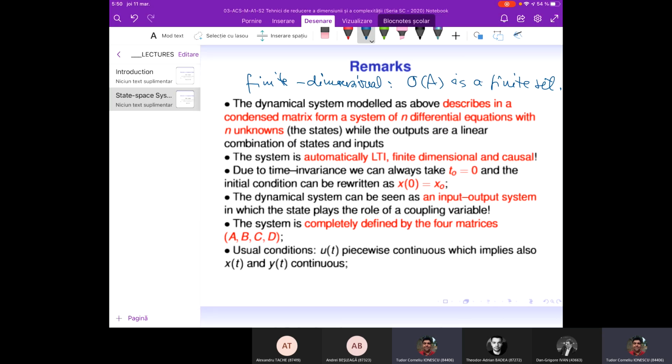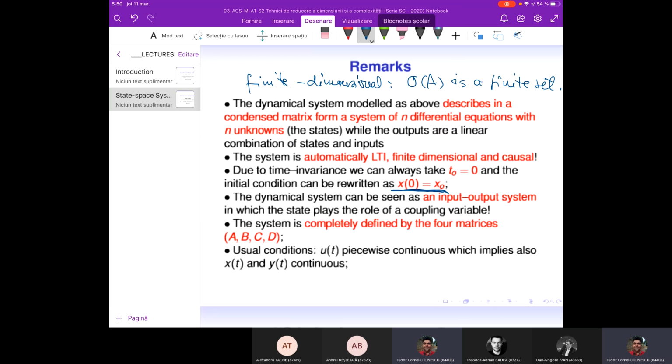Since the object we describe here is time invariant, we can always take the t0 from the initial condition to be 0, and the initial condition can always be rewritten as x of 0 is x0. Now we can see this system as an input-output system in which the state plays a coupling role. The system is completely defined by the four matrices A, B, C, D.